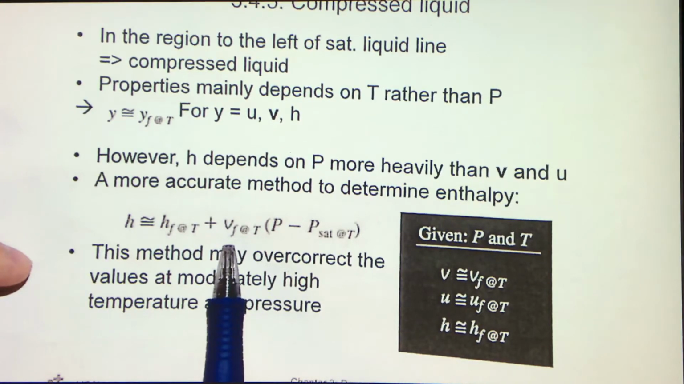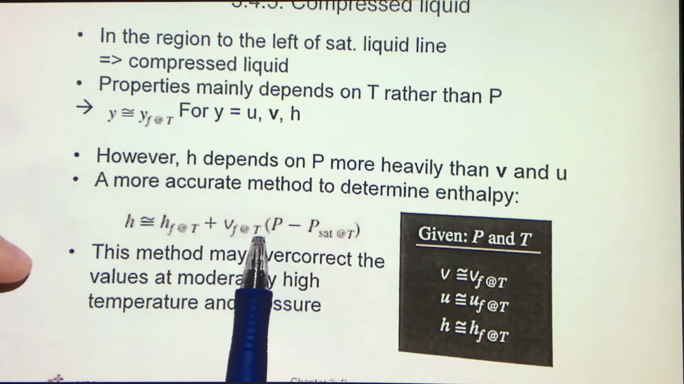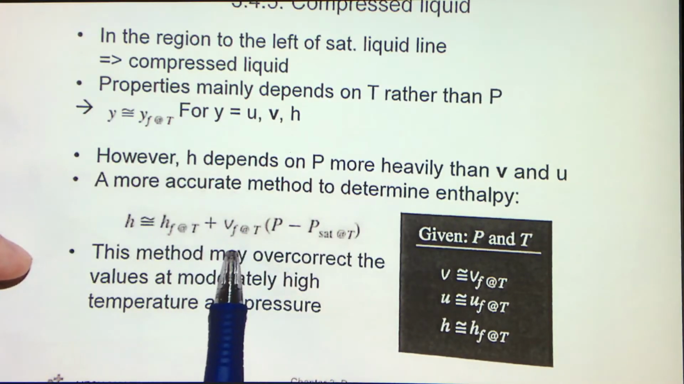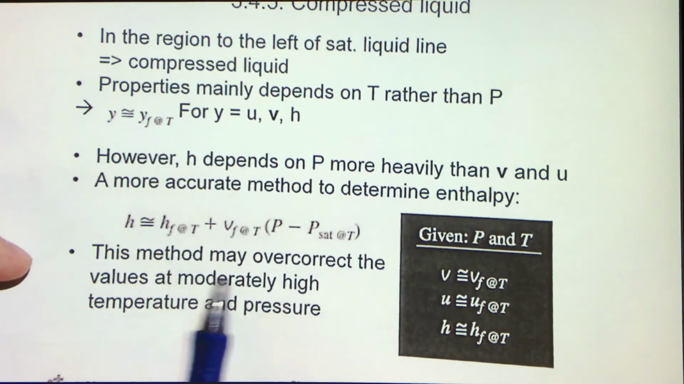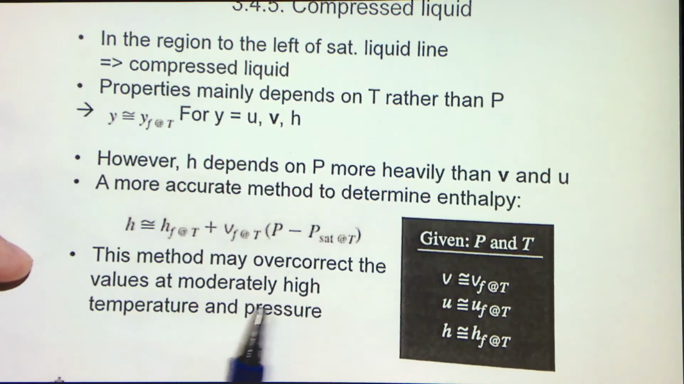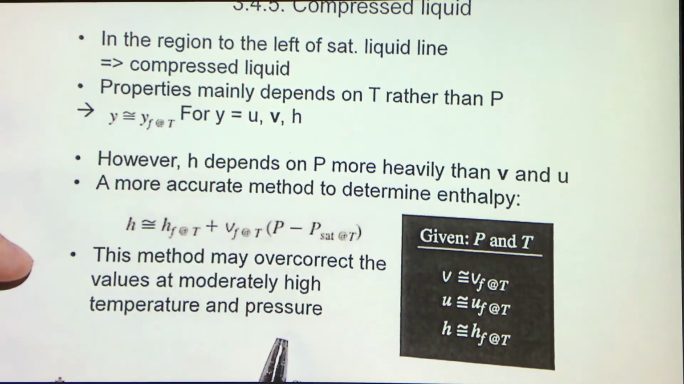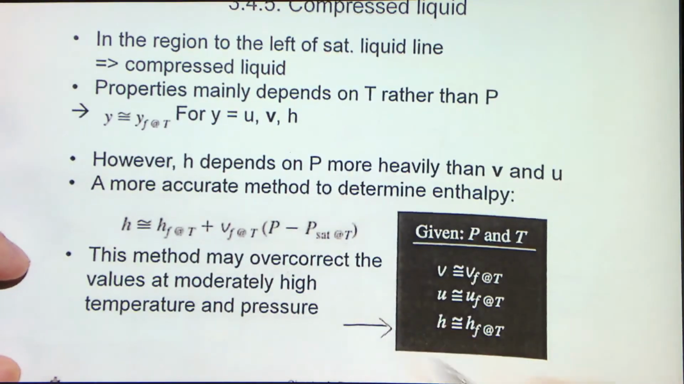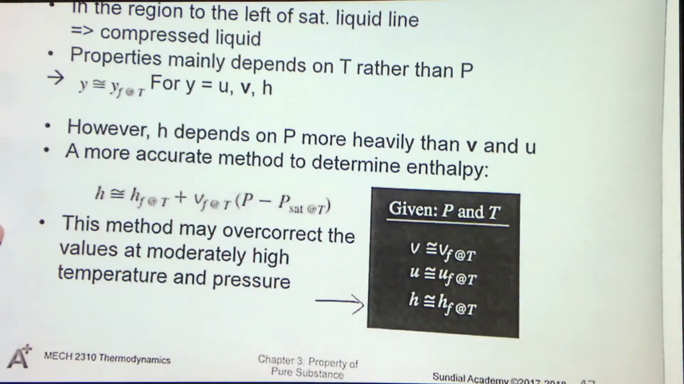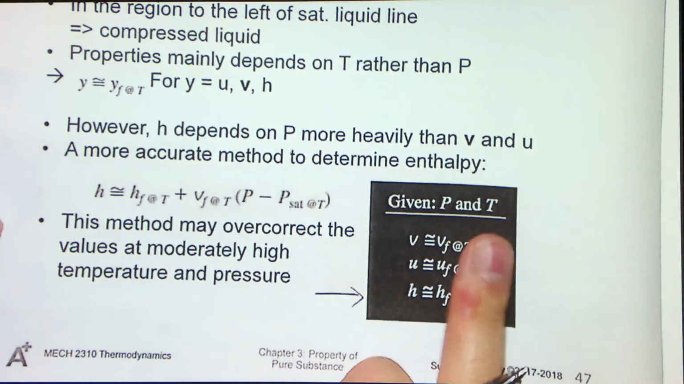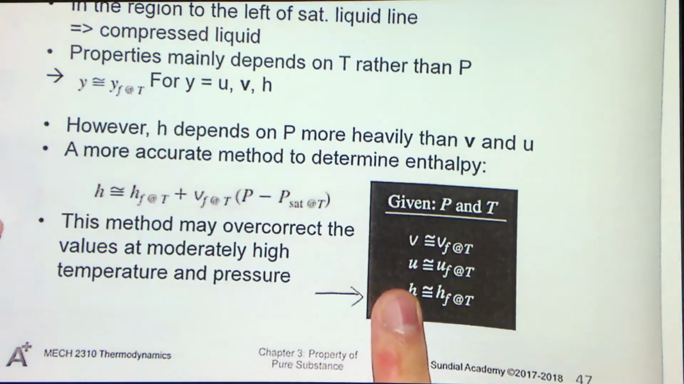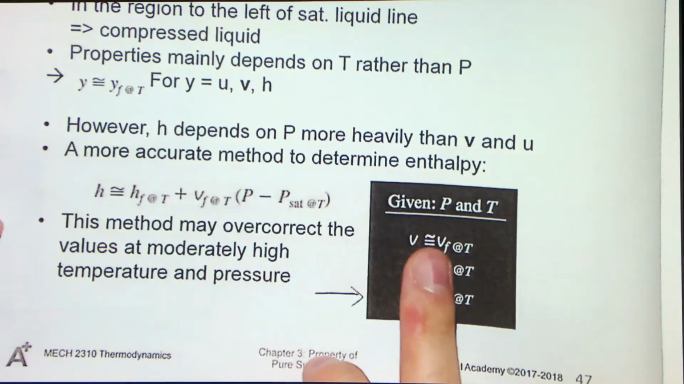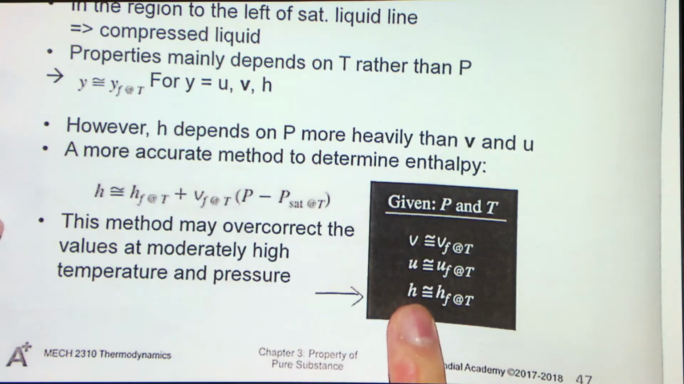However, although it's suggested, in most cases this method may overcorrect the values at a moderately high temperature and pressure. Even at 100 degrees C, experience tells us that this method will overcorrect. As a result, we will use this table in order to find out the properties in a compressed liquid state. Given the pressure and temperature, we can find these three values by equating them to the values at the saturated liquid state at the given temperature.